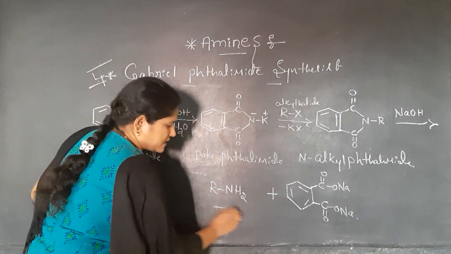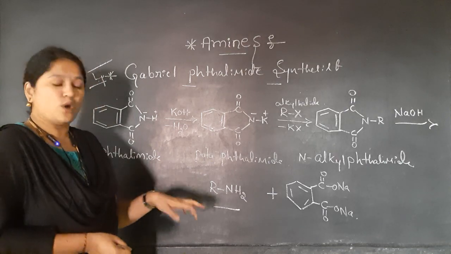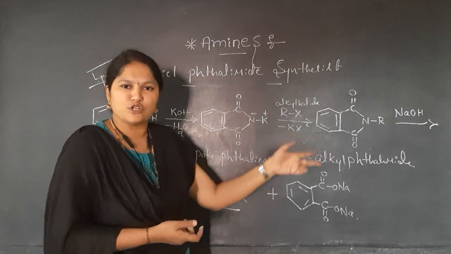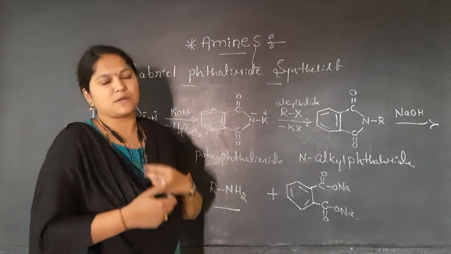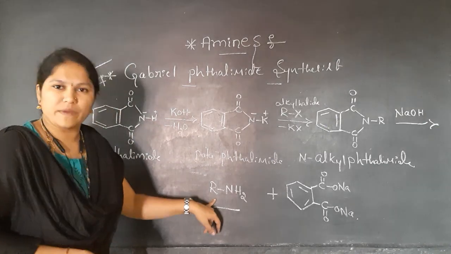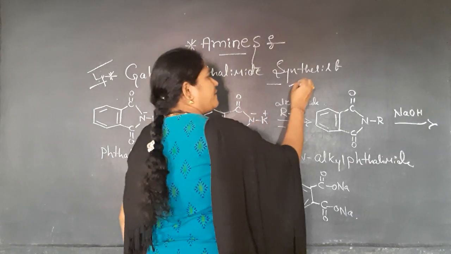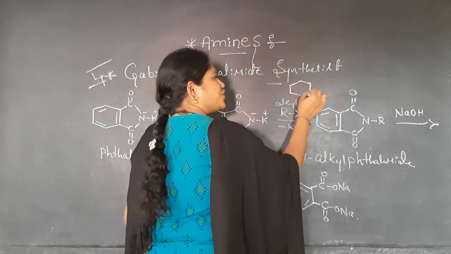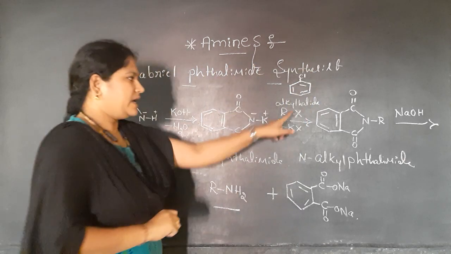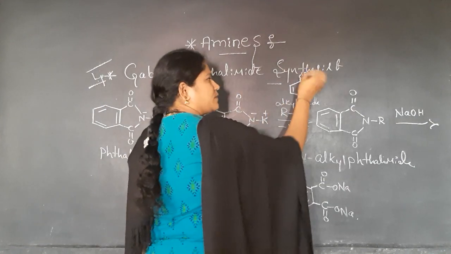Gabriel phthalimide synthesis is used for the preparation of primary amines, that too aliphatic amines. From Gabriel phthalimide synthesis, we are not able to prepare aromatic amines. Aromatic primary amines cannot be prepared from this reaction. Why? Because if you want aromatic amines, we have to take aryl halides here. Say for example, if I consider chlorobenzene instead of alkyl halide, then what happens? Let's see. This chlorobenzene is nothing but an aryl halide.